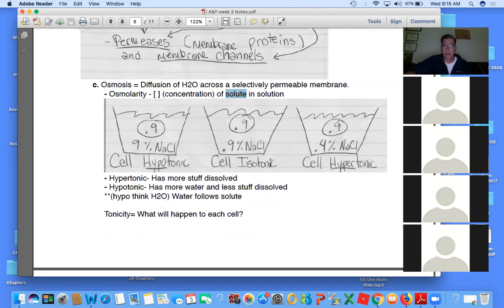Take a look at the 3 beakers in front of you. Each beaker has a cell with a 0.9% osmolarity. That is normal physiologic saline. All of our cells are 0.9% sodium chloride. You should know that, mainly because that's what you get every time you go to the hospital. They put an IV drip in, that's saline to keep you hydrated. If there's a lot of stuff dissolved, we call it hypertonic. If there's very little stuff dissolved, we call it hypotonic.